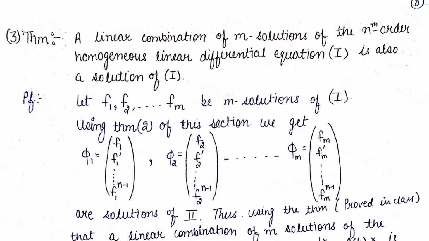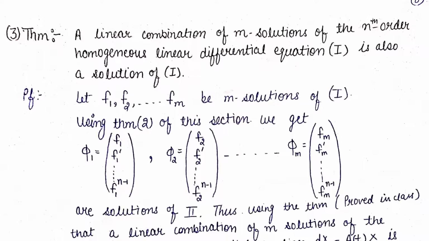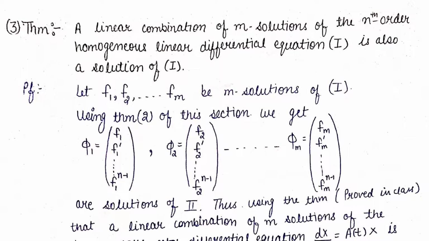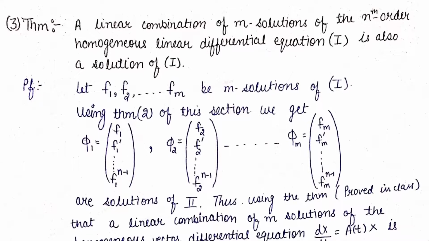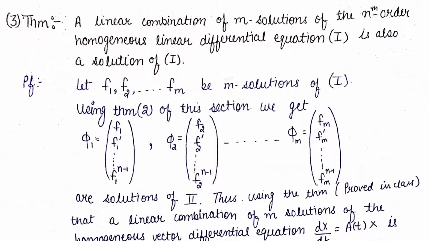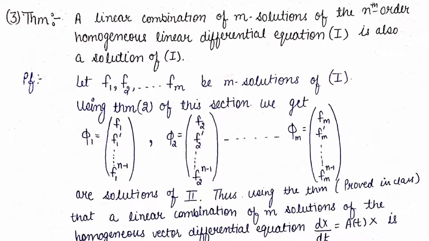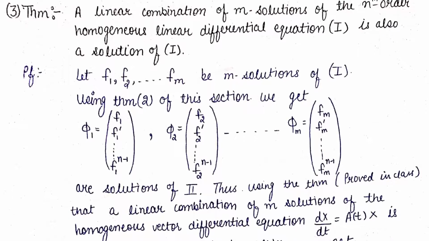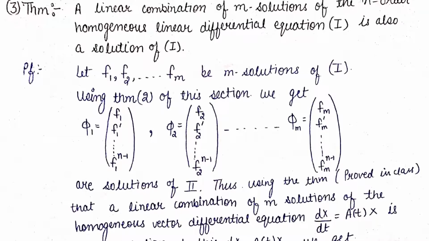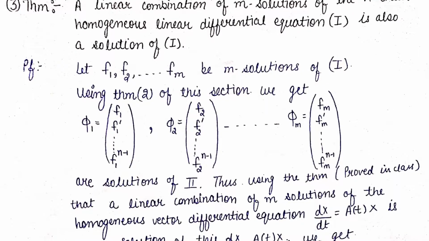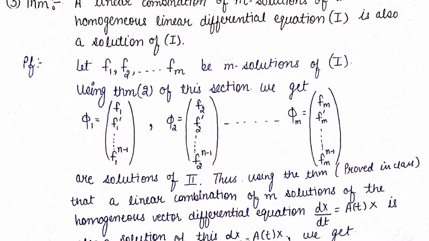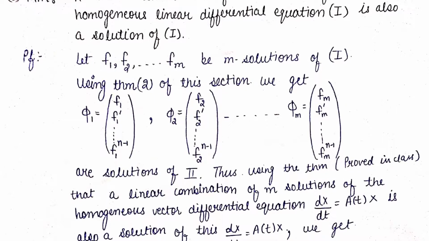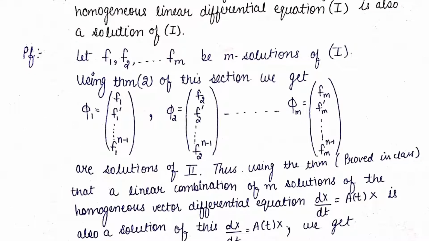So now in the next theorem, theorem number 3, we will prove that any linear combination of m solutions of the nth order homogeneous linear differential equation 1 is also a solution of 1. For the proof, we will start with m solutions of equation 1 and we will prove that the linear combination of these m solutions also becomes a solution of 1. So let f1, f2, ..., fm be m solutions of 1.